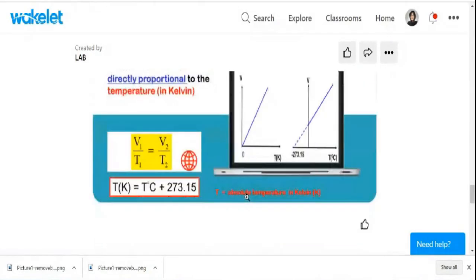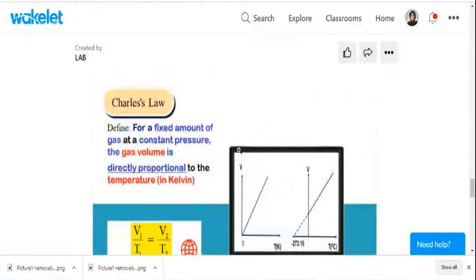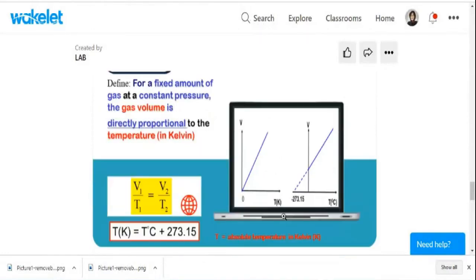This is the graph of Charles' law, V directly proportional to T. For absolute temperature, if the x-axis is in degrees Celsius, we extrapolate to negative 273.15 degrees Celsius. If the x-axis is in Kelvin, it starts from 0. If degrees Celsius starts from negative 273.15, you have to extrapolate the graph.